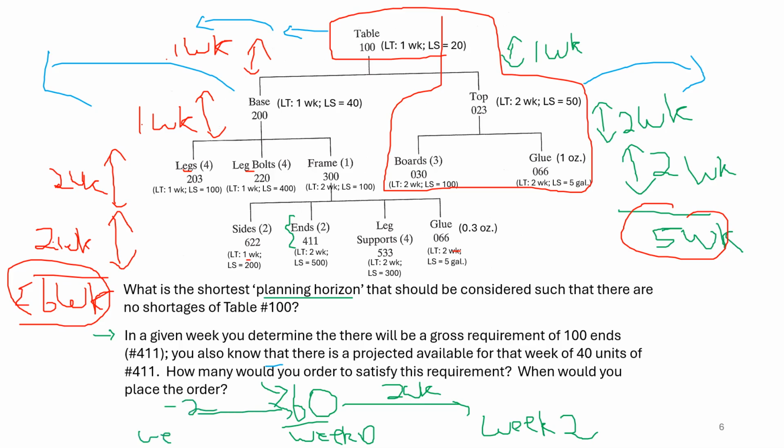So let's say 2 weeks in advance is week -2, because now I'm considering the current week to be week 0. So only if we ordered 2 weeks in advance will we be able to get 60 ends, and combining it with the 40 units that we already have, we will be able to satisfy the requirements for the 100 ends that we need.